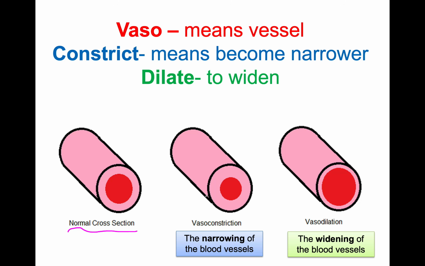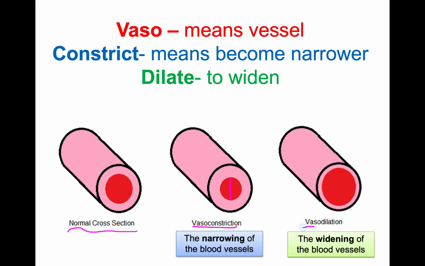Now, if we talk about vasoconstriction, look at what happens. It becomes much narrower. Can you see that? Okay? You'll find that it becomes constricted. Hence the word vasoconstriction, which means to narrow.